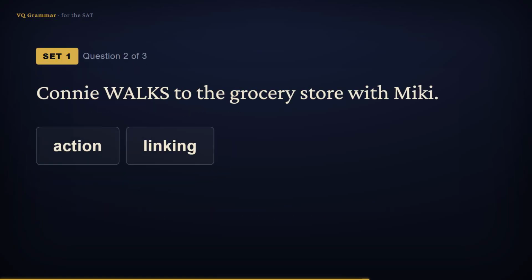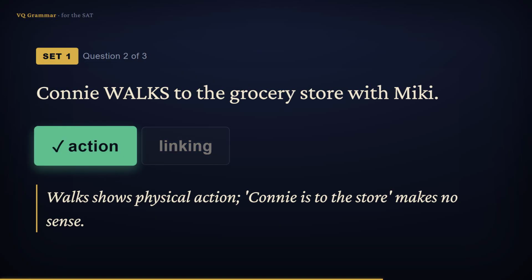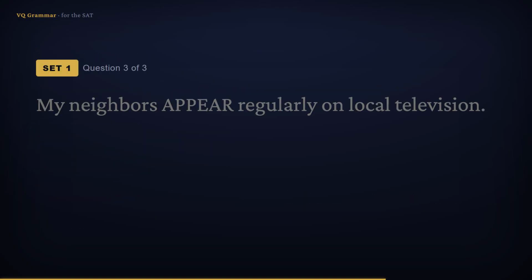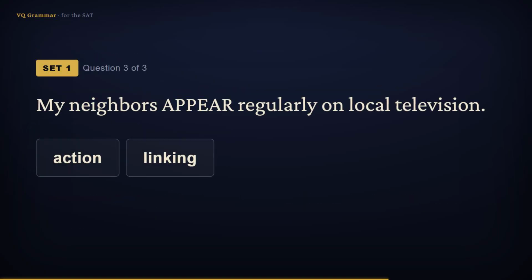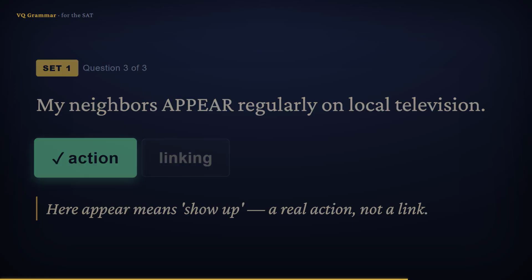Connie walks to the grocery store with Miki. Try the be test. Connie is to the store? No, that's nonsense. Walks shows real movement, so the answer is action. My neighbors appear regularly on local television. Careful, appear can be a linking verb, but here it means show up, which is a real action. My neighbors are on television describes where, not what they equal, so the answer is action.